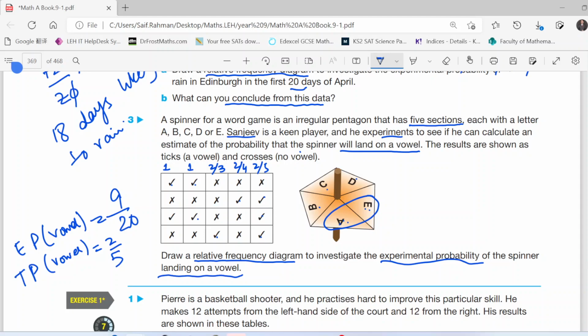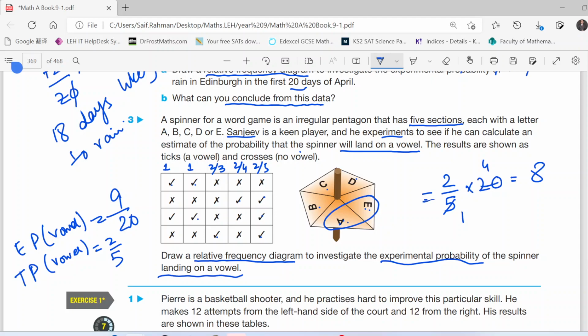So if we take it based on this experiment that was conducted, the probability is 2 out of 5, times 20. If we do 20 times, 5 fours are 20, 4 twos are 8. So 8 times it should land.